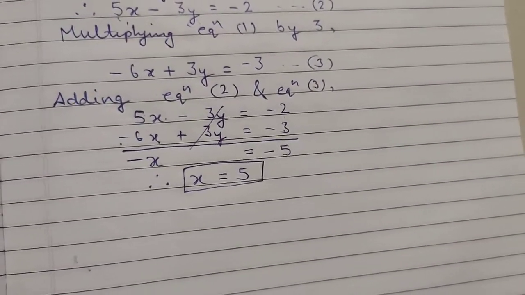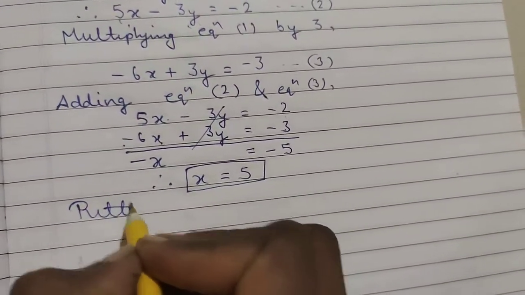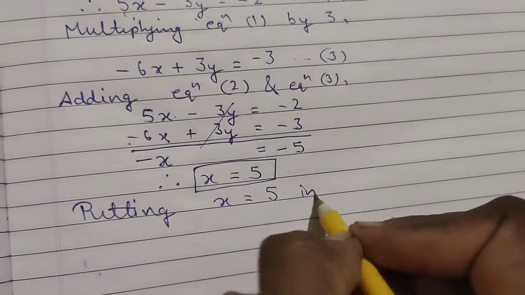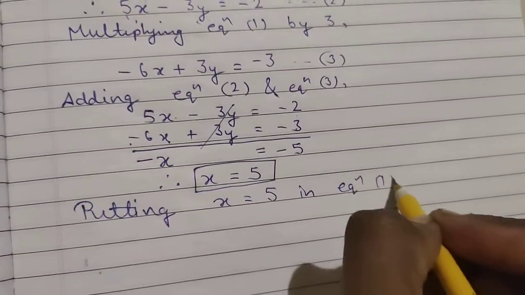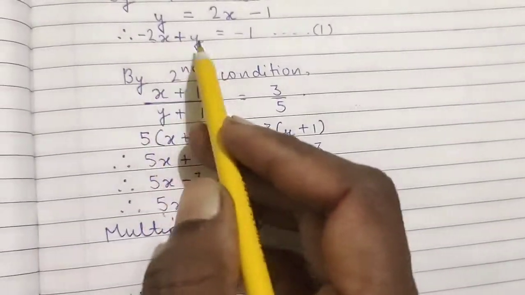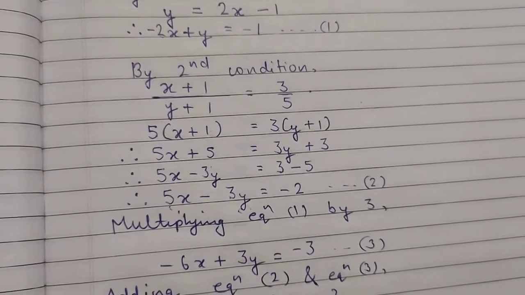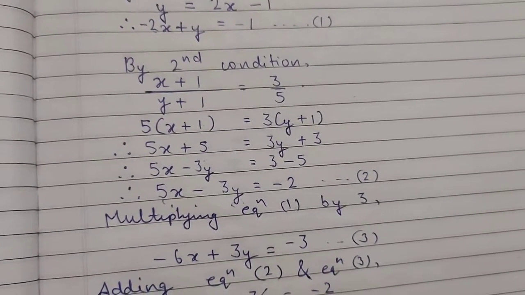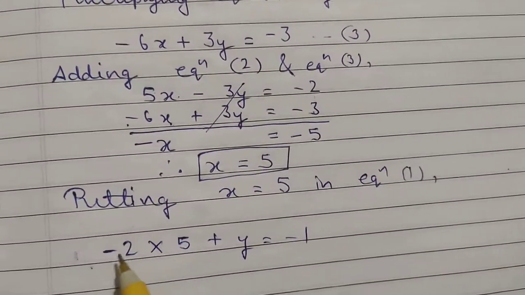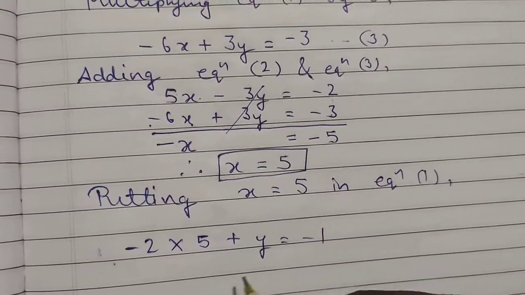Now put this value in equation number 1 to get the y value. So putting x equal to 5 in equation number 1. Now what is your equation number 1? You can see here, in this equation minus 2 into x is there. So x is 5. Then plus y equals minus 1. So minus 2 into x means 5, then the remaining things as they are.